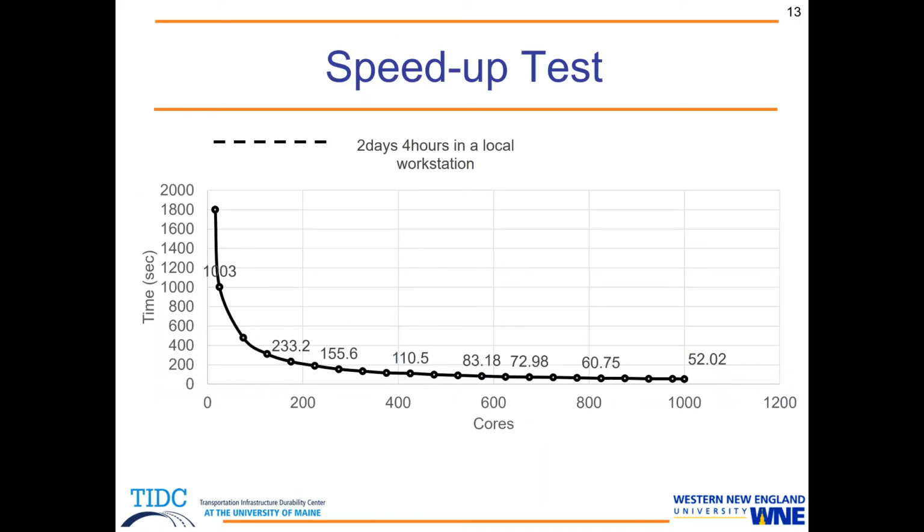And also we ran the speed-up test. This is a typical test that many people go through when they are using a high-performance computer for parallel computing algorithms. You can see that we changed the number of cores from 2 to 1,000. The analysis time can be reduced significantly when we increase the number of cores or CPUs.